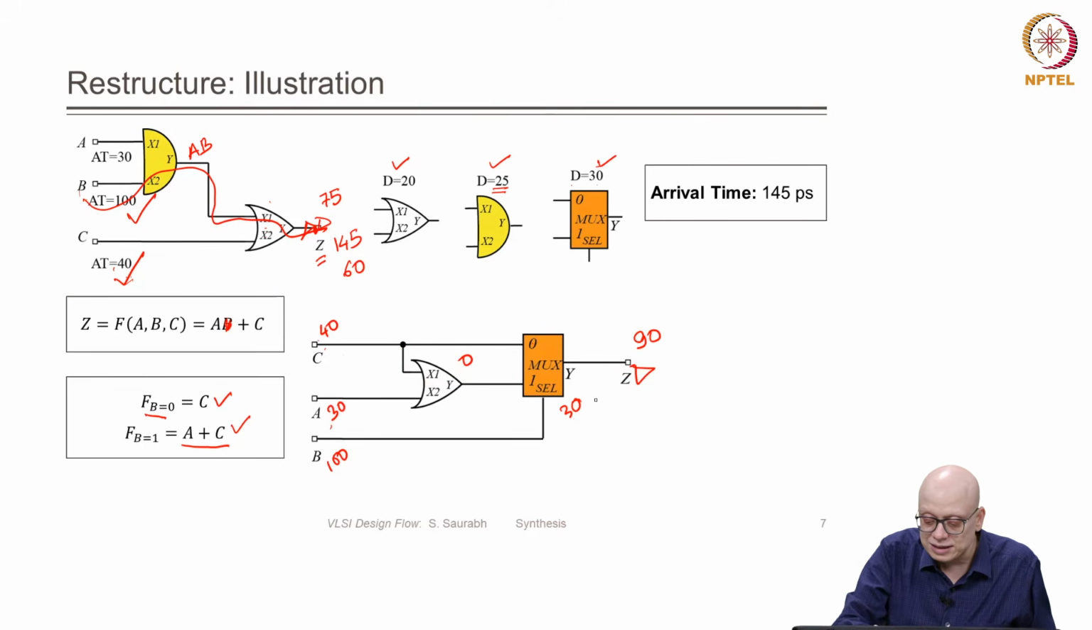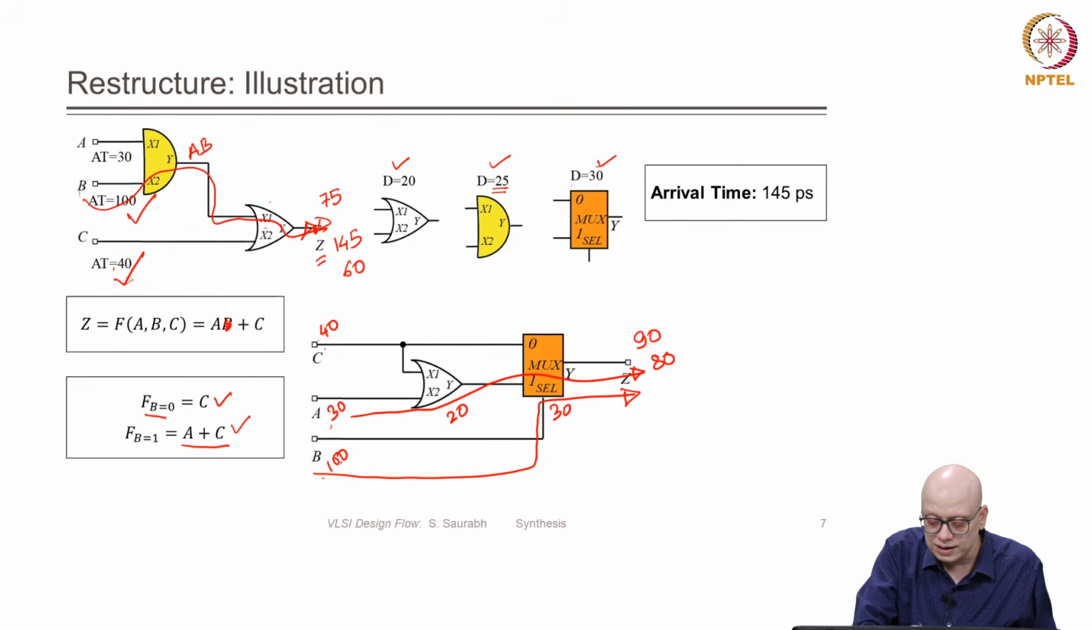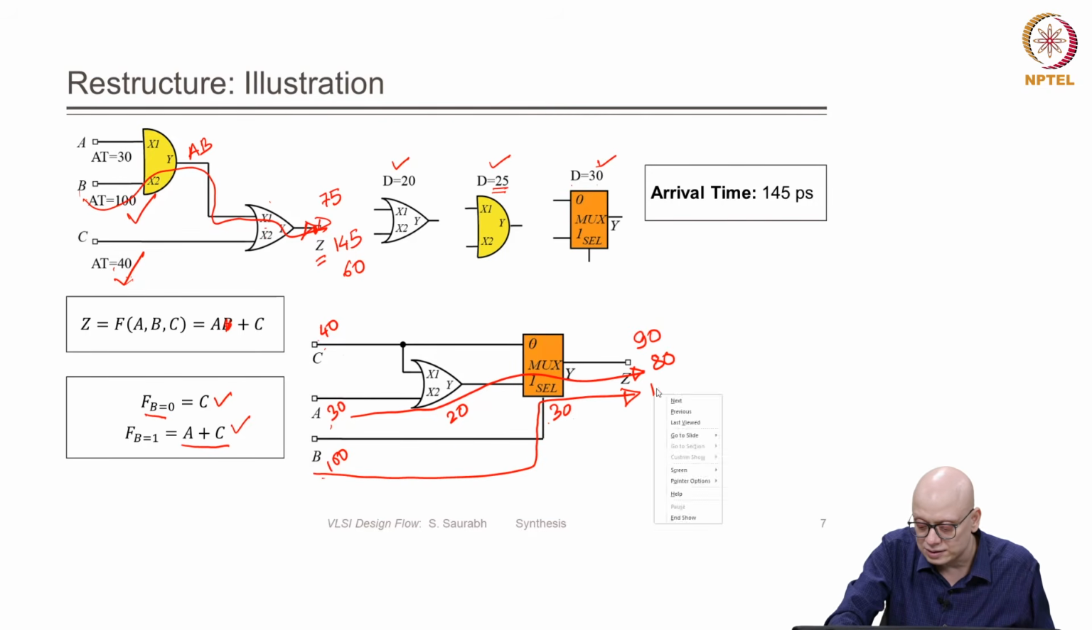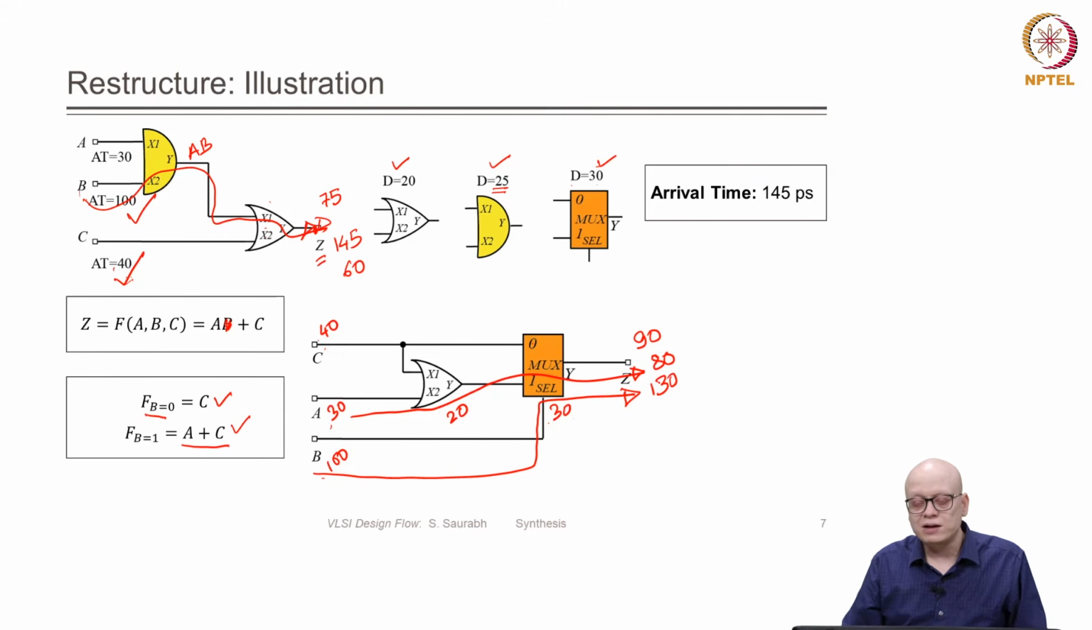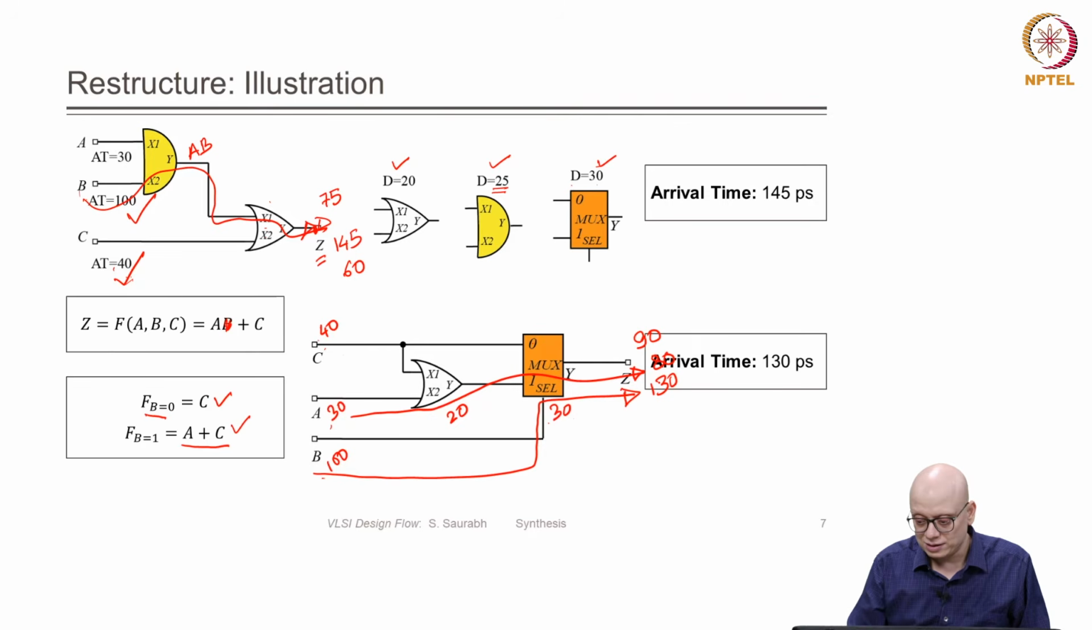Then we have to see the other path. The other path is through this: 30 plus 20 plus 30 is equal to 80, and the third one is from this through this and this, 100 plus 30 is 130. So, the worst arrival or the maximum arrival time is 130.